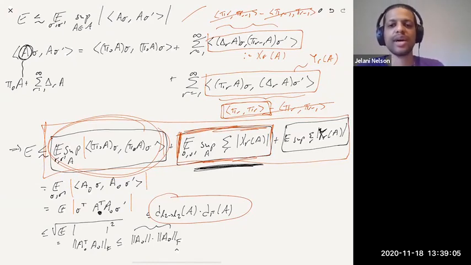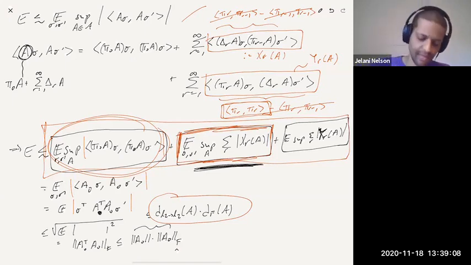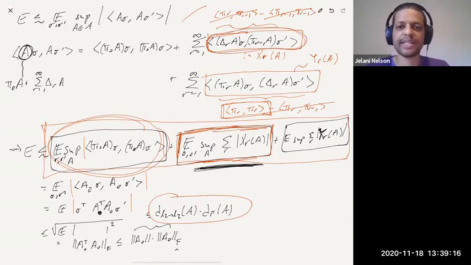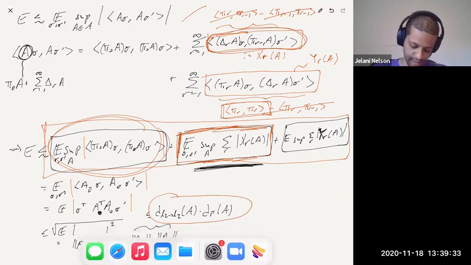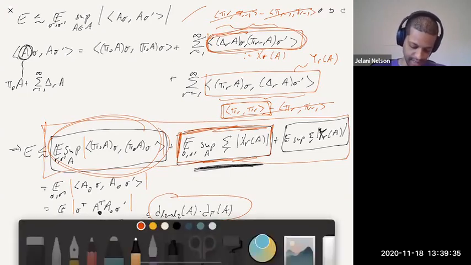Okay, what was this X_R^A? X_R^A is defined up here. It's this dot product up at top: Δ_R A σ dotted with π_{R-1} A σ prime. And then we summed over all R's from 1 to infinity of X_R^A. So the expectation of the sup over A of the sum of X_R^A. That's the thing that we are trying to now understand.